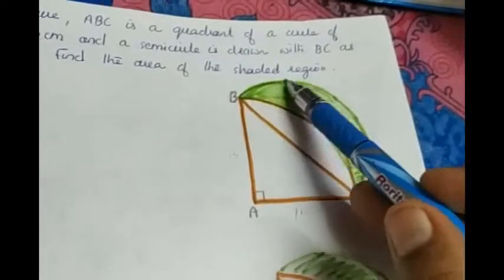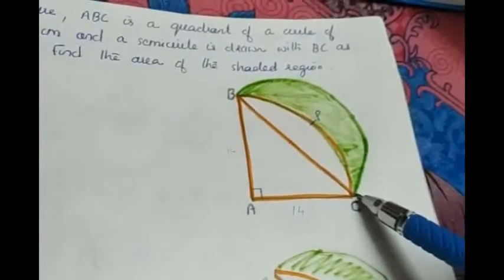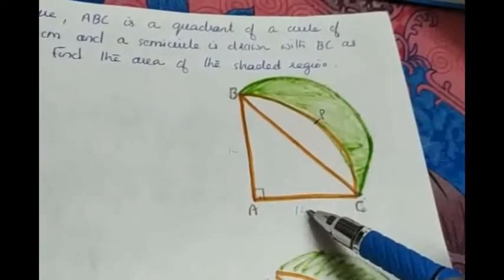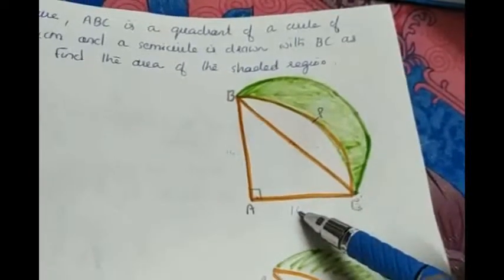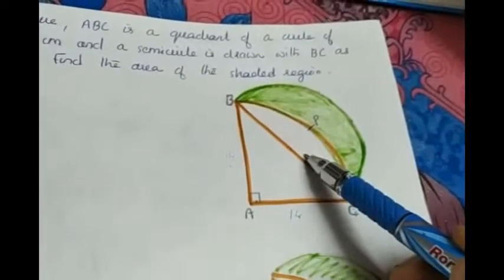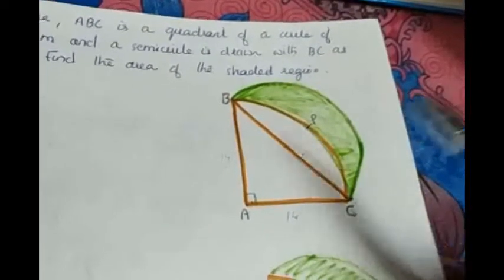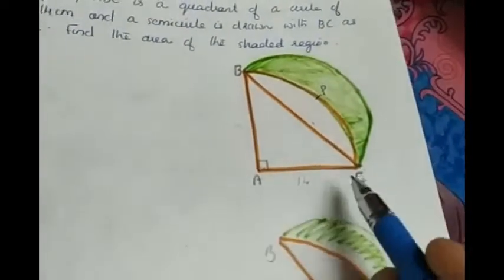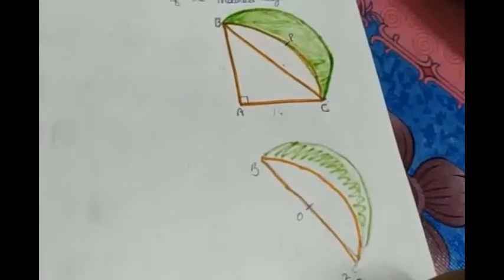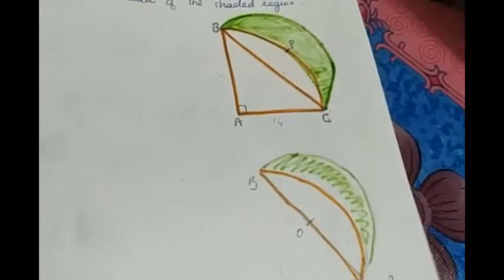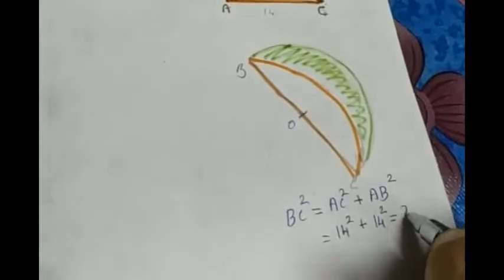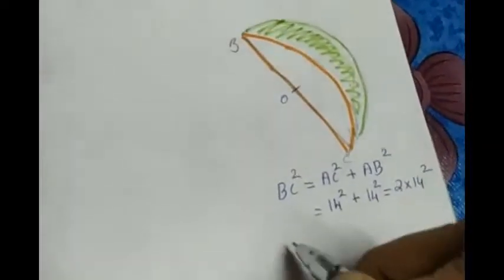So if I need to find the length of BC, what should I do? This angle is 90 degrees because it's a quadrant. We can apply the Pythagoras theorem. This side square plus this side square will give you the third side square. Hypotenuse square is equal to base square plus altitude square, isn't it? So first we will calculate BC square. BC square is equal to AC square plus AB square. AC is the radius, given as 14, so 14 square plus 14 square, which gives you 2 times 14 square. So we need only BC.